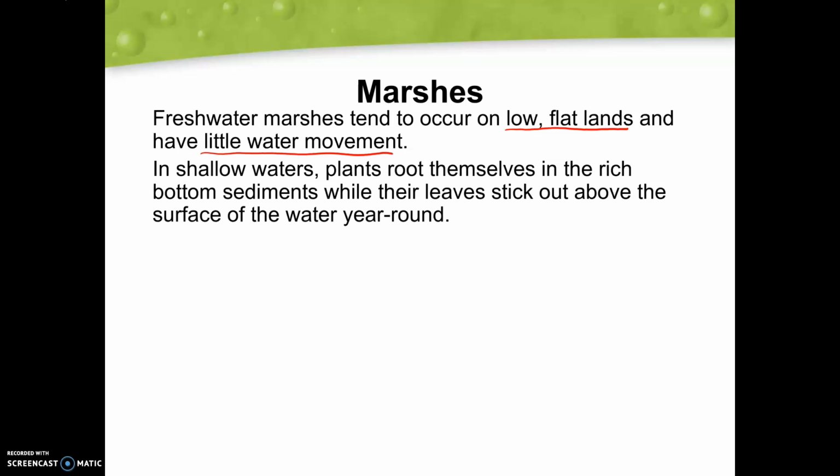In the shallow parts, our roots have very rich bottom sediments, which is going to be really important because it allows our plants to have that really rich soil that they need to grow. And these plants are just going to have little leaves sticking out from the top to get that photosynthesis happening, but the root system is really good because those rich sediments at the bottom of the marshes are very high in nutrients for these plants.